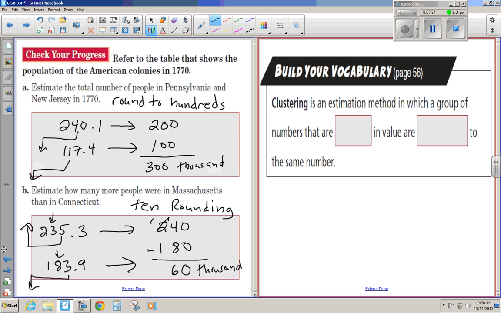All right, clustering. Clustering is an estimation method in which a group of numbers that are close in value are changed to the same number. This is called clustering.